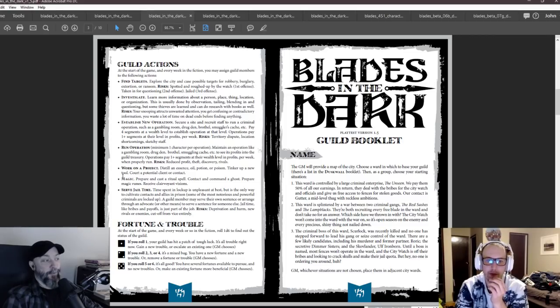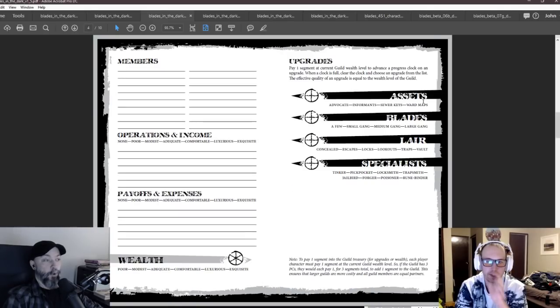Magic, this is the only time you could do magic in this version of the game. There was no on-demand spellcasting. Serve jail time, again very similar to downtime now, but you rolled the guild's stats to do that, not the characters' stats. The guild has separate stats.